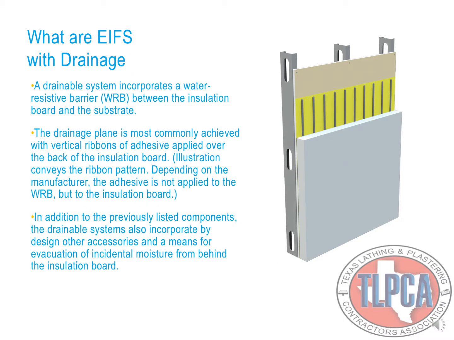EIFS with drainage. A drainable system incorporates a water-resistant barrier between the insulation board and the substrate. The drainage point is most commonly achieved with vertical ribbons of adhesive applied over the back of the insulation board, shown in the illustration to the right. In addition to the previously listed components, the drainable system also incorporates, by design, other accessories and a means for evacuation of incidental moisture from behind the insulation board.